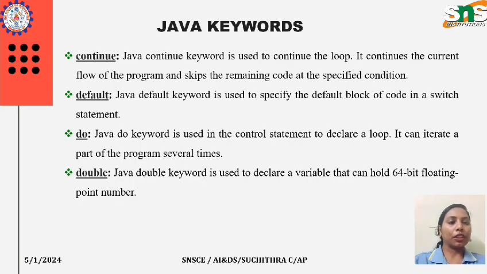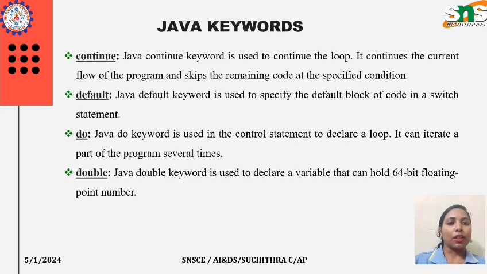Continue. The continue keyword is used to continue the loop. It continues the current flow of the program and skips the remaining code at the specific condition. Default. The Java default keyword is used to specify the default block of code in a switch statement. Do. The do keyword is used in a control statement to declare a loop. It can iterate a part of the program several times.